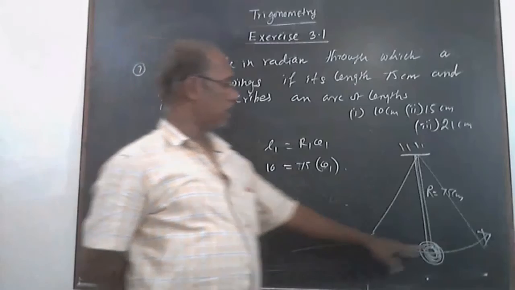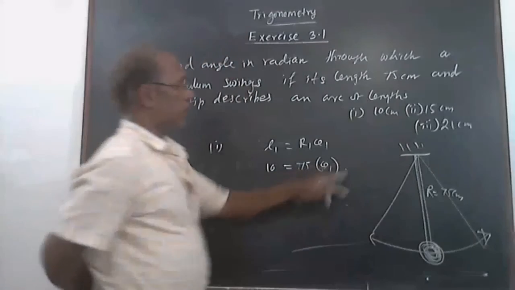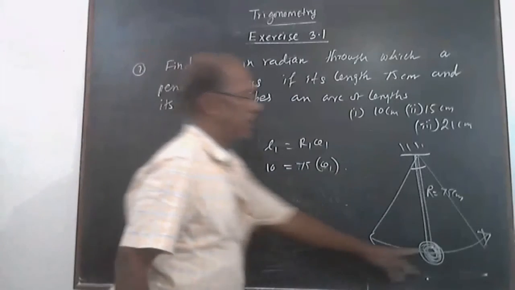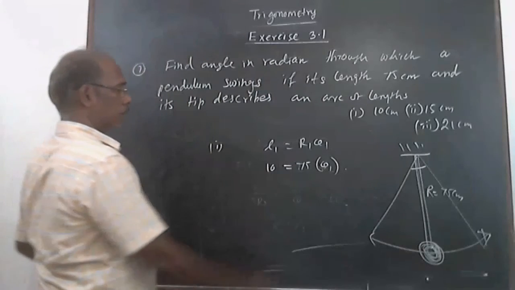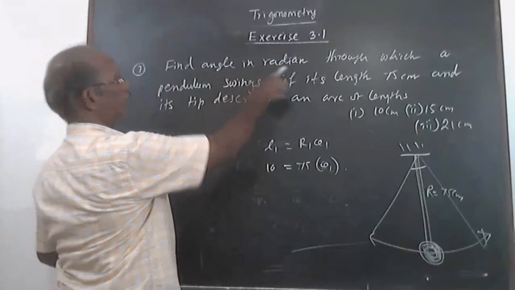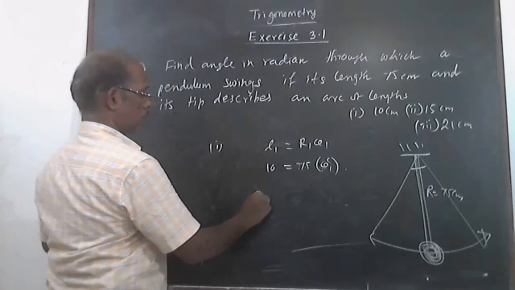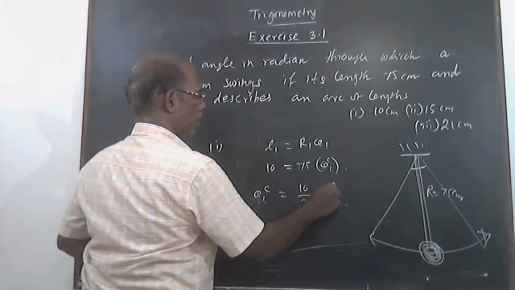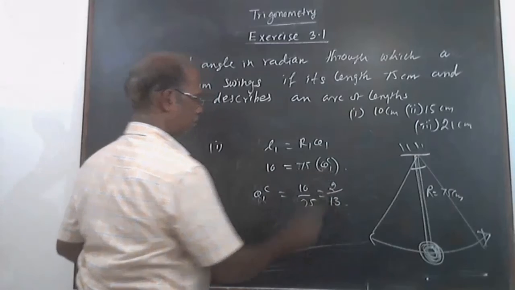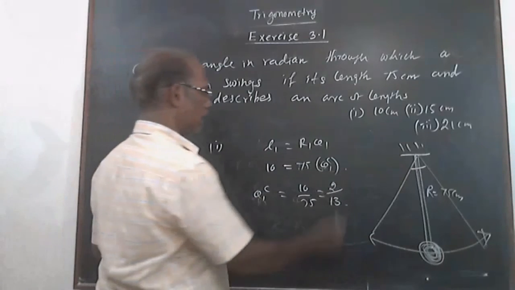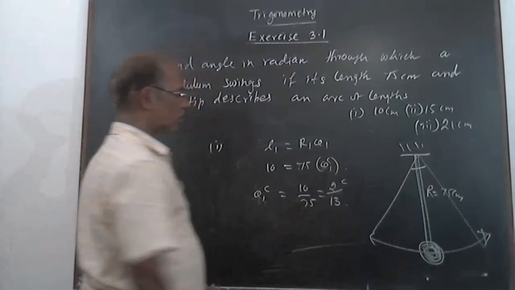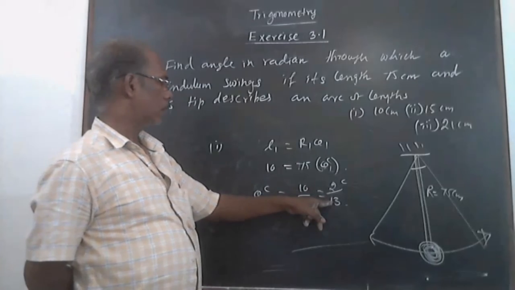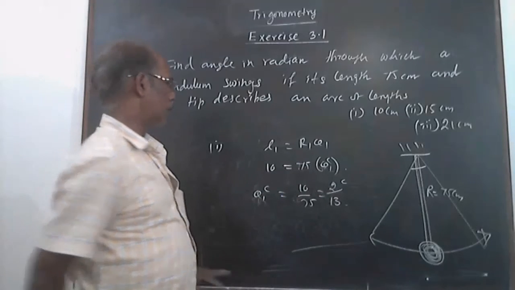In the first case, arc length equal to 10 centimeter, and theta, the corresponding angle, this is theta 1. So the total angle subtended by the arc. So what about theta 1? Question: find angle in radian. Theta 1 radian equal to 10 over 75, that is 2 by 15 radian. That's all. 2 by 15 radian. Okay, correct. So this is the answer.